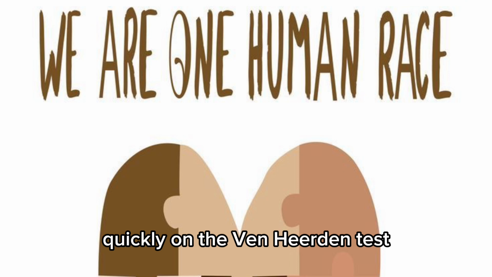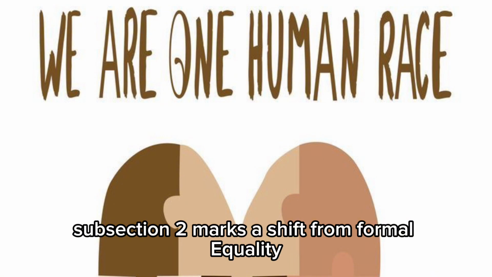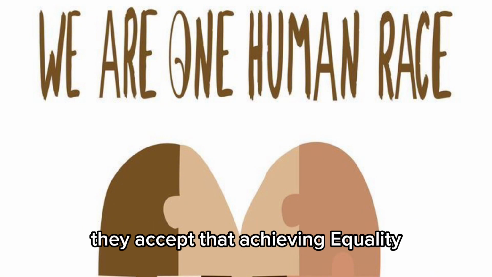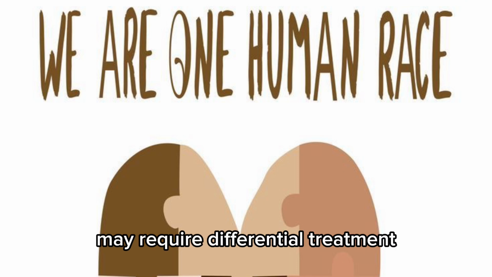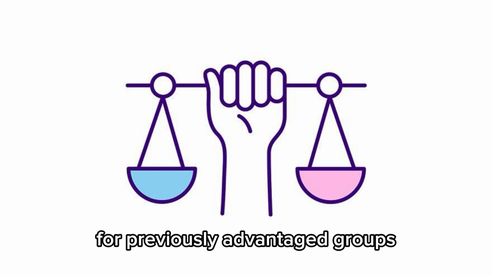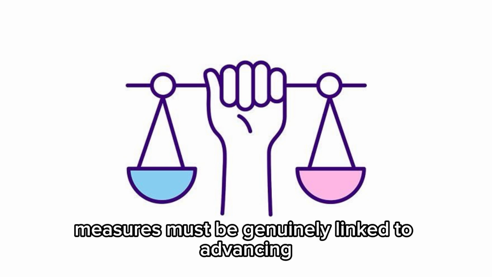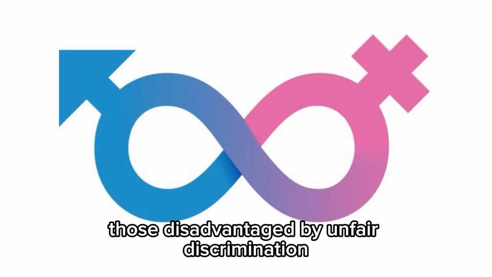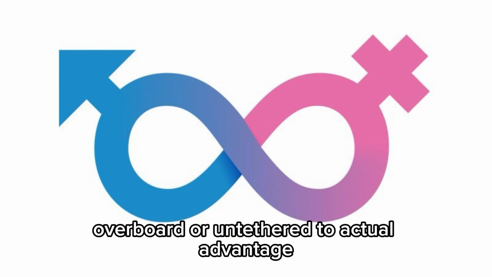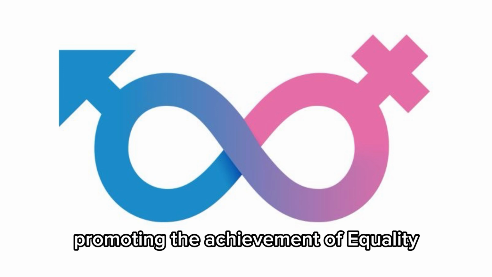On the van Heerden test, Currie and De Waal emphasize that Section 9(2) marks a shift from formal equality to substantive equality. They accept that achieving equality may require differential treatment and even temporary limitation of benefits for previously advantaged groups. They also warn that the van Heerden test must be applied with care. Measures must be genuinely linked to advancing those disadvantaged by unfair discrimination. Policies that are inflexible, overbroad, or untethered to actual disadvantage risk failing the third requirement, promoting the achievement of equality.